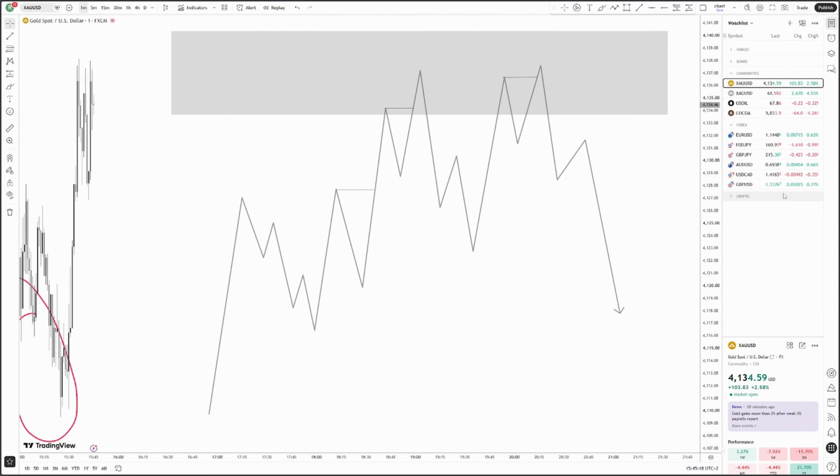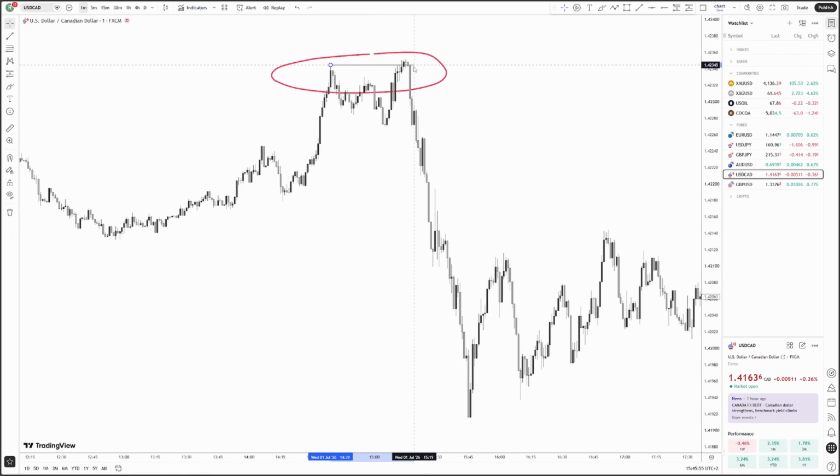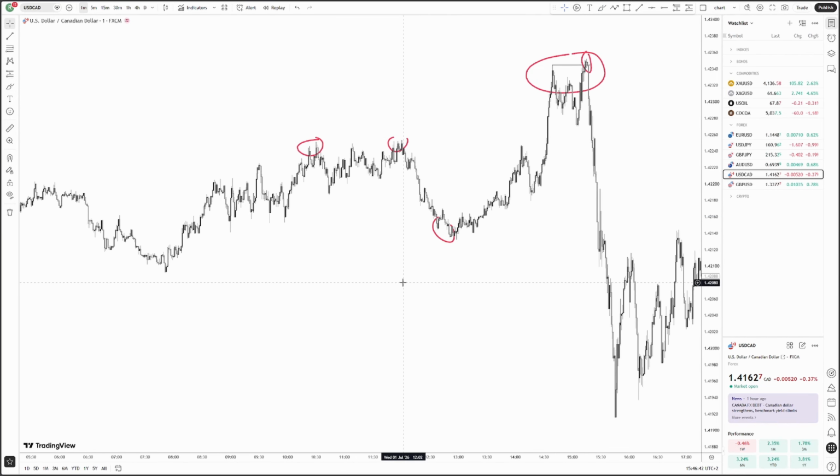Let's check out another market. Let's go to USDCAD. So here was a really strong one. This one went straight down, only one shallow high, which is also, if you paid attention, a reversal break. And there's more, there. It happens literally all the time.